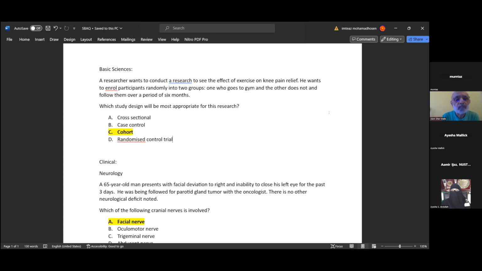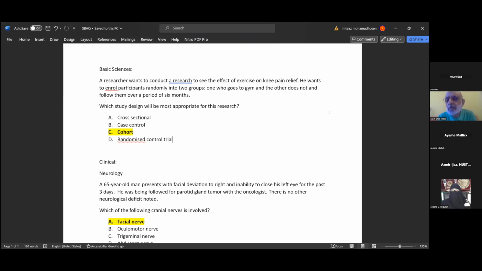Since you have already mentioned that there's randomization, and in randomized control trials you can also follow people up. But if the stem had been structured in a way that all these can be plausible, if you had not mentioned randomization, or you're just seeing the effect of exercise on it, then all of them would be likely.